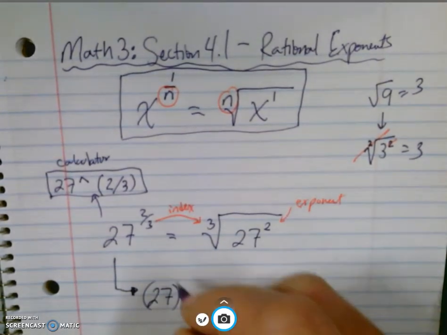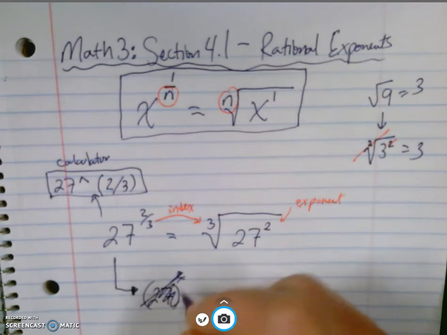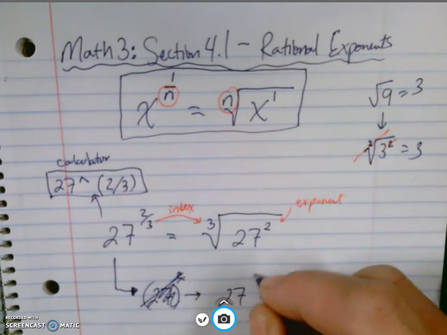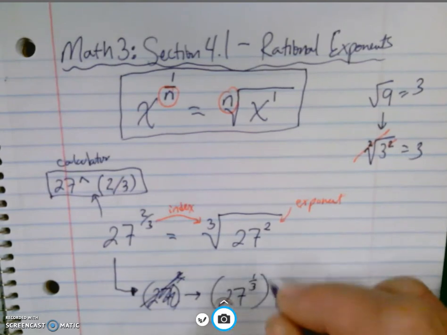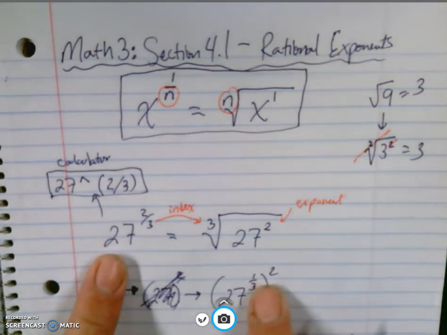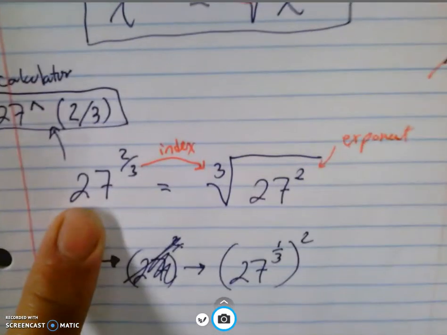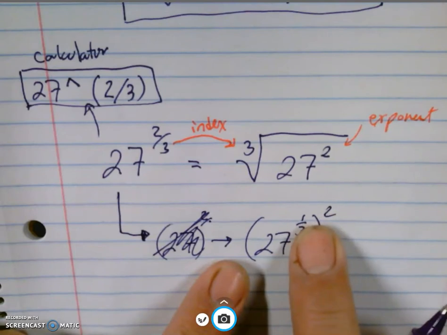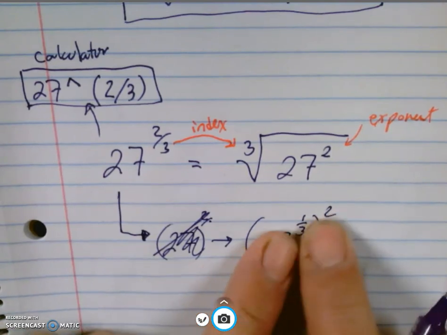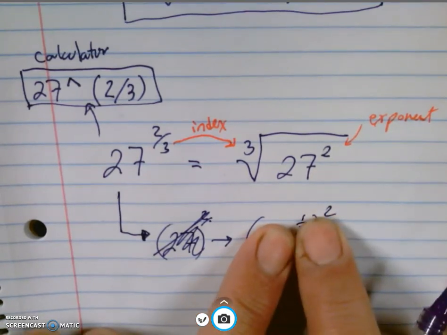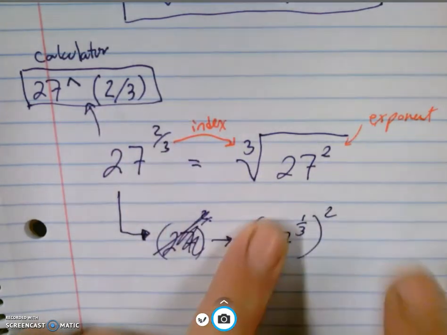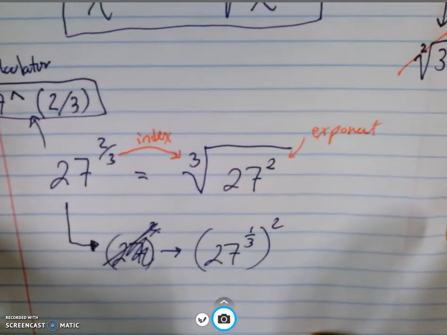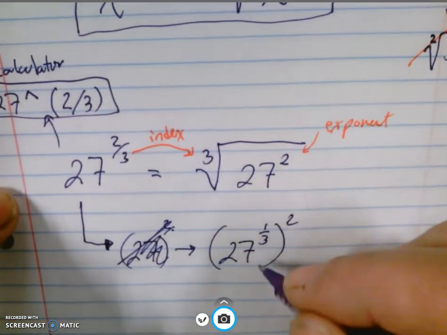Let me rewrite it this way. I want the 1/3 inside the parentheses. See if you agree with this. Based on the rules of exponents, 27 to the 1/3 raised to the 2. The rule of exponents says you multiply these, so 2 times 1/3 would be 2/3. This is technically the same. You will get the same answer here. So these are both the same.